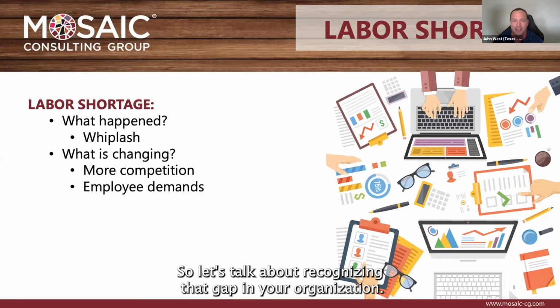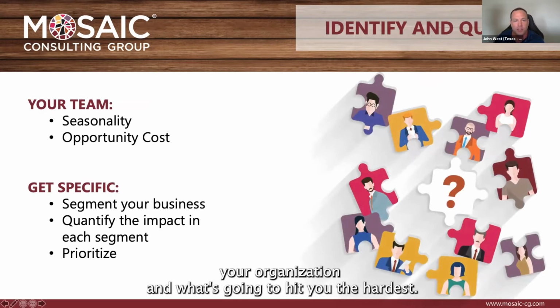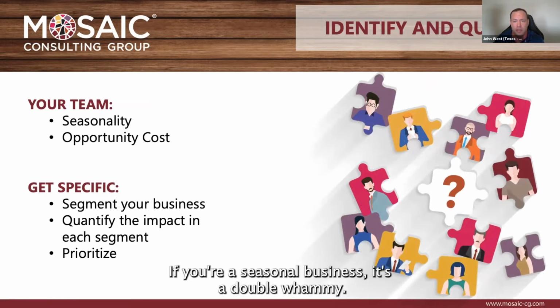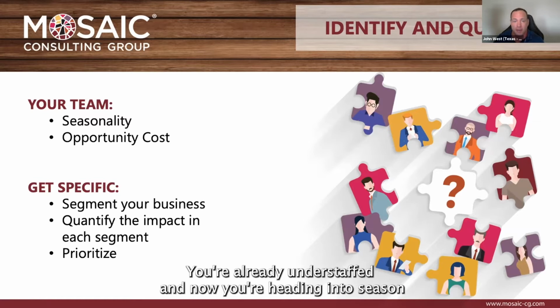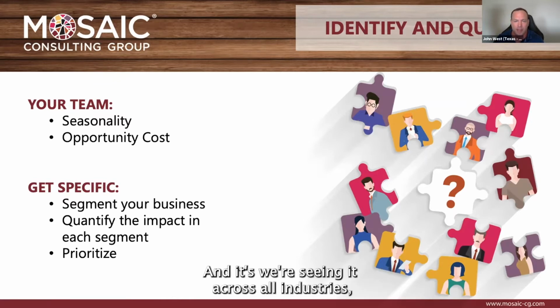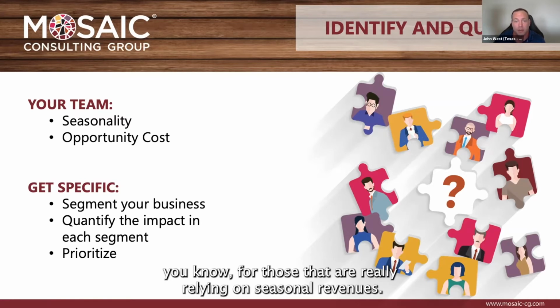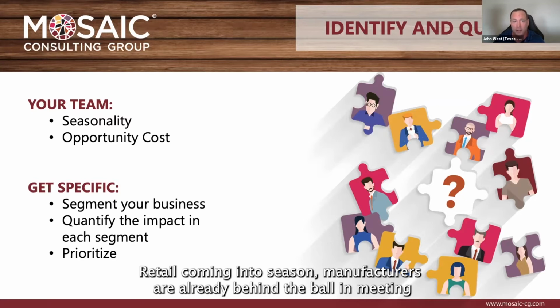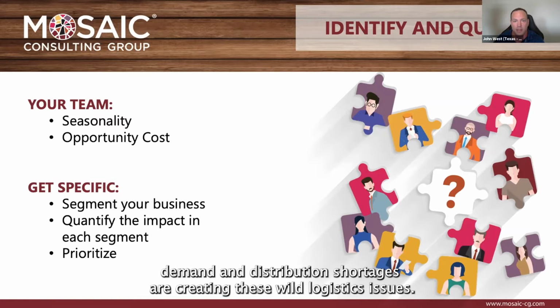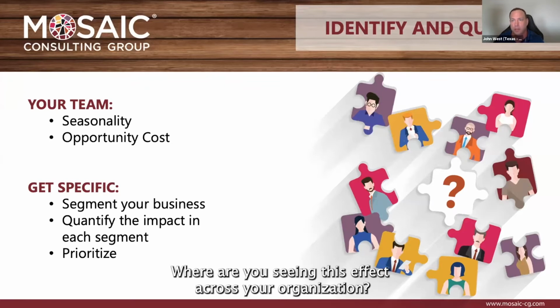So let's talk about recognizing that gap in your organization. You have to think about your organization and what's going to hit you the hardest, right? If you're a seasonal business, it's a double whammy, right? You're already understaffed, and now you're heading into season where you're expected to make the bulk of your profits for the year. It's tough, and we're seeing it across all industries, whether you're seasonal or not. But seasonality creates a deeper effect for those that are really relying on seasonal revenues. Retail coming into season, manufacturers are already behind the ball in meeting demand, and distribution shortages are creating these wild logistics issues. And so think about, what's your seasonal impact? Where are you seeing this effect across your organization?